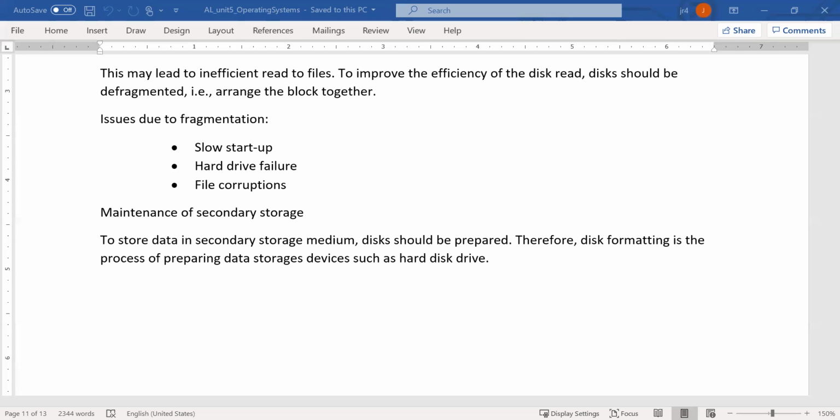So let's look at these details. So let's write down the uses of operating systems to manage the functionality of computers.